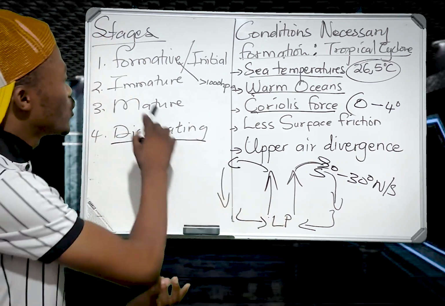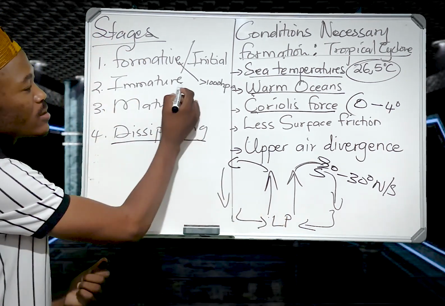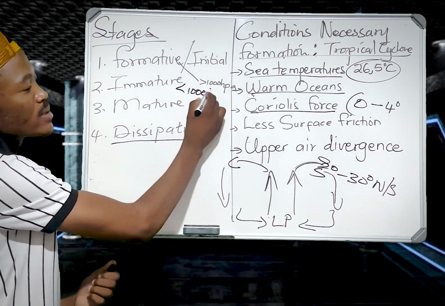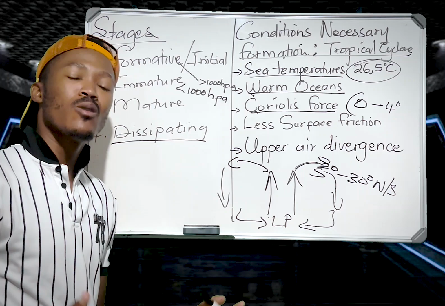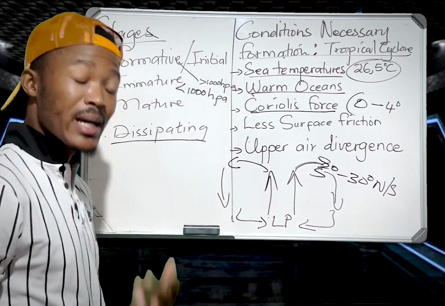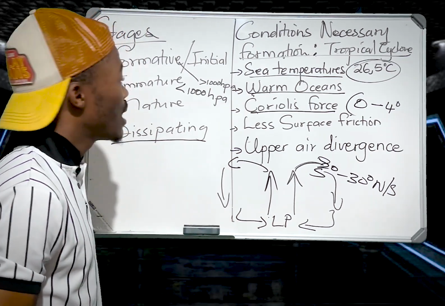But continuing into the immature stage, pressure starts to fall below 1,000 hectopascals, and your isobars will start to get closer and closer to each other, increasing the wind speed of the tropical cyclone.